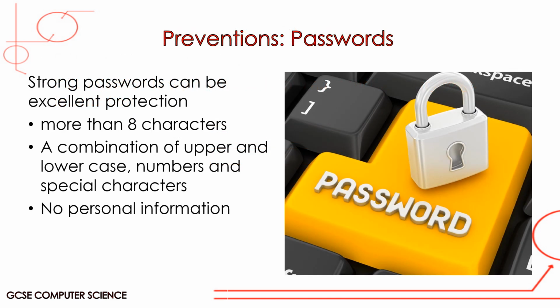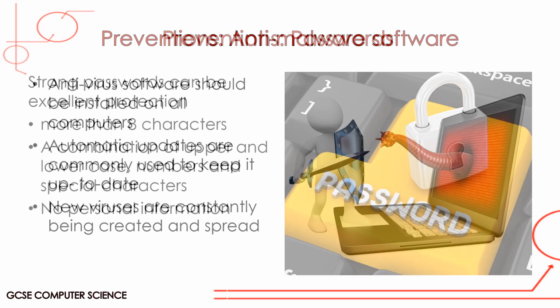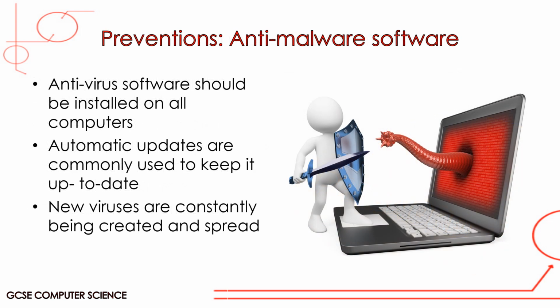One method of preventing against attacks is to have strong passwords. These must be more than 8 characters long, have a combination of upper and lowercase, numbers and special characters. You should also not include any personal information. An obvious prevention is anti-malware software. Antivirus software could be installed on all computers, and automatic updates are commonly used to keep it up to date. New viruses are constantly being created and spread, and an update to the antivirus will make sure that it is protected.